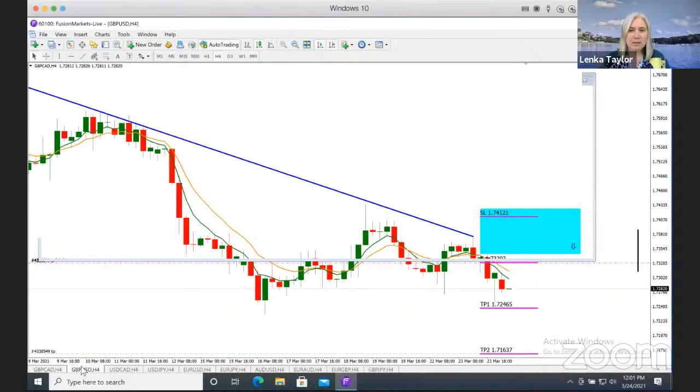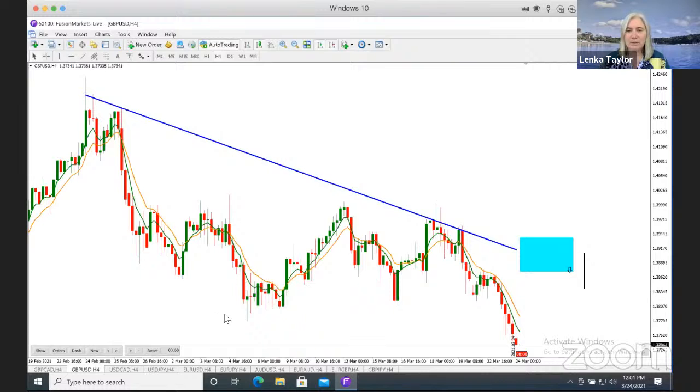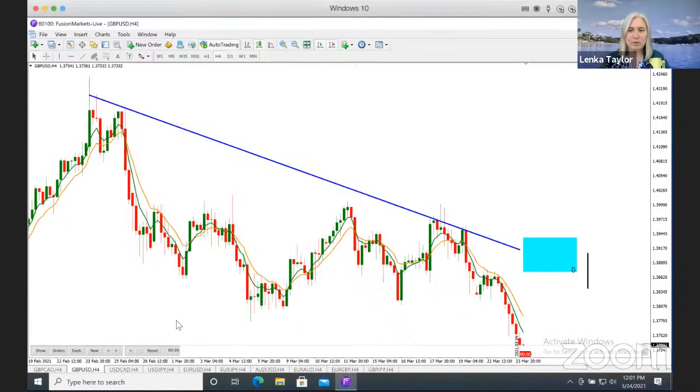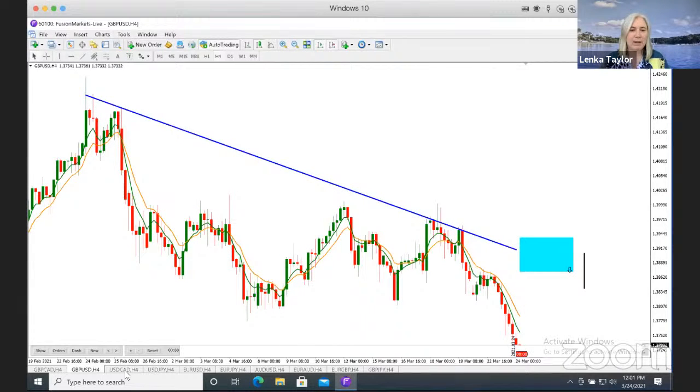Next setup is GBP USD. So this one did not come back to the trend line, so just waiting for any pullback at the moment to look for any opportunities. So at the moment, I'm not really looking for opportunities because it's not even in the pullback area.